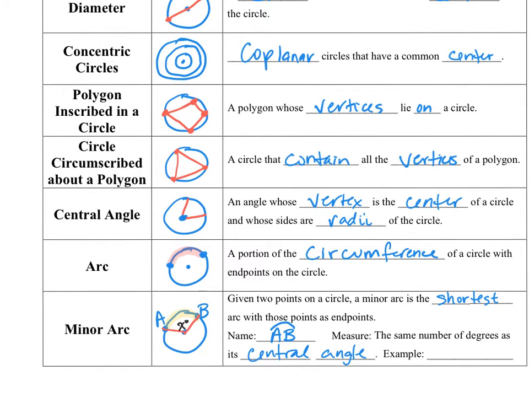If that central angle has a measure of x degrees, then we say that the measure of this arc, and the way we indicate that is with an M, so we put an M and then we name the arc, would be x degrees. The measure of the arc is the same as its central angle.